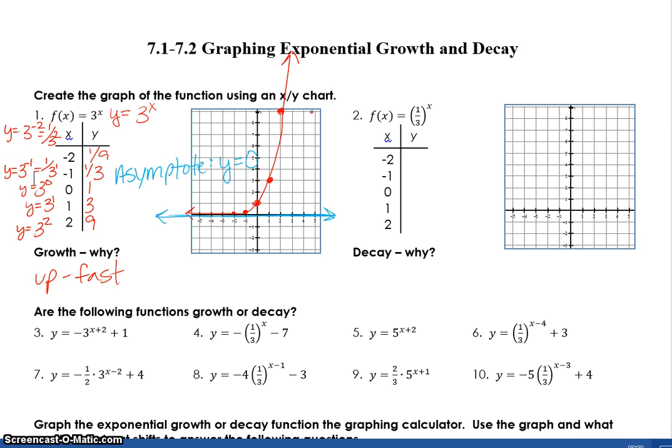Okay, so let's look over here. This one, as I'm sure you've guessed, is going to be decay. So let's see what the graph does here. So let's plug in the easy ones. Let's plug in 1. So we have y equals 1/3 to the first power, which is going to be 1/3. So we're going to plot over 1, up 1/3. And now we're going to plug in 2. y equals 1/3 to the second power. Going to be 1 to the second over 3 to the second, which will be 1/9.